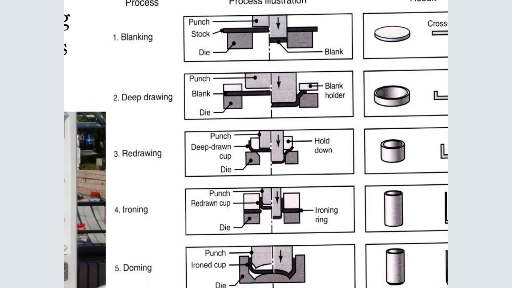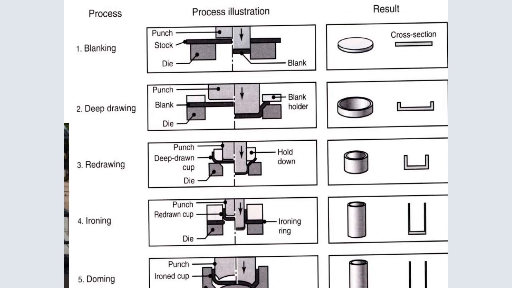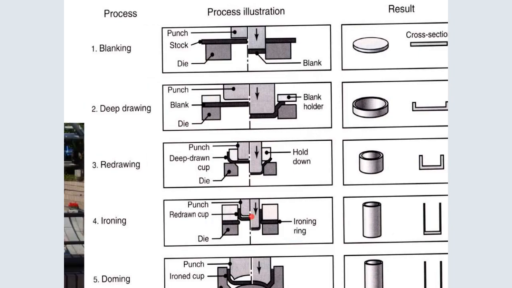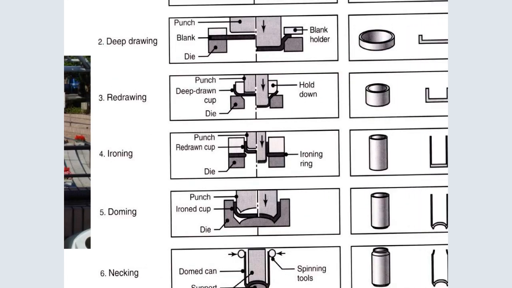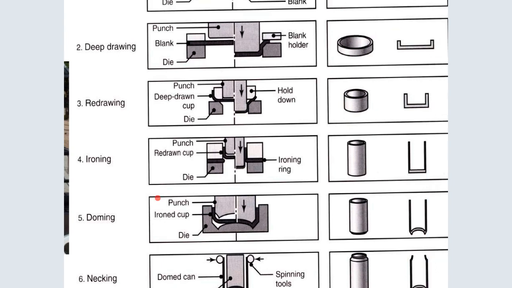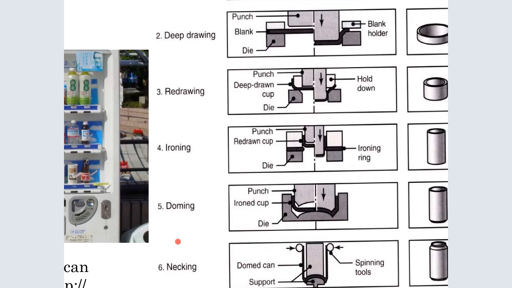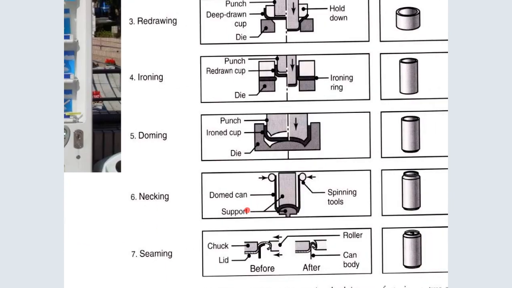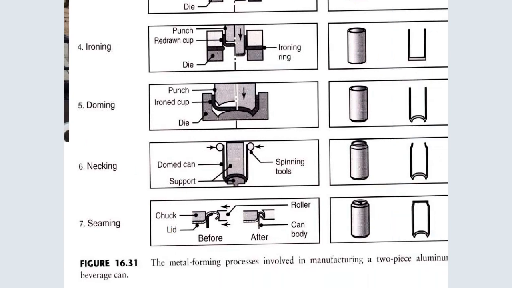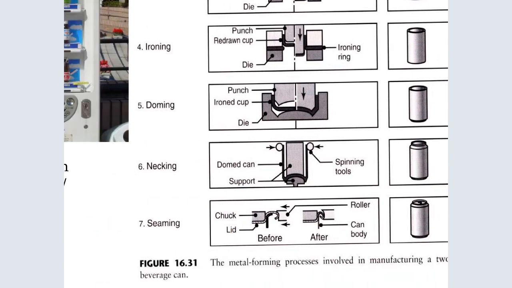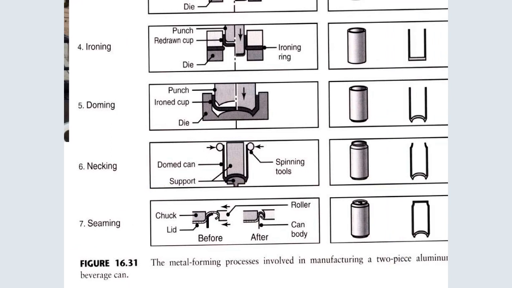And we have the redrawing. Redrawing, it's a punch. There's a deep drawn cup and a die there, and you can see how it works. And then we have another one, which is ironing. Ironing is there: a punch, the redrawn cup, and then the ironing ring and the die. And then we have doming. Doming is there: punch, ironed cup, and die. Then we have necking: a domed can and support, that is a spinning tool. Then we have the seaming tool there.